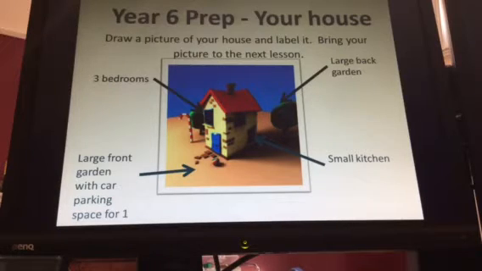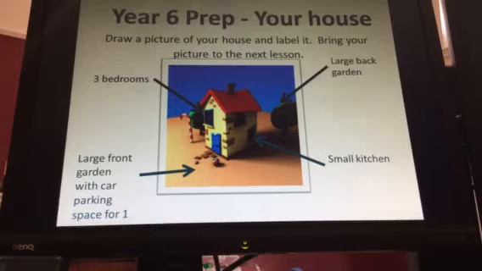The first thing I'd like you to do is to take a piece of paper and draw a picture of your house and label it. Bring that along to our next lesson. You can see on the example I've given here, this is the sort of detail I want. I want to know if you've got a garden or not, how many bedrooms you've got. In this particular case, they have a large front garden with car parking space for one. I don't need much more information than that.